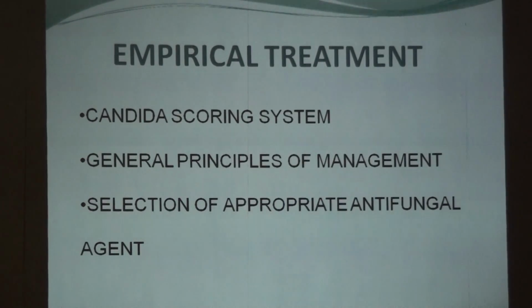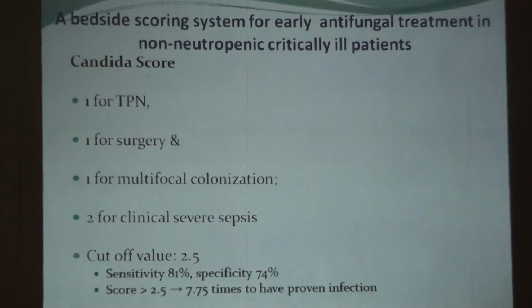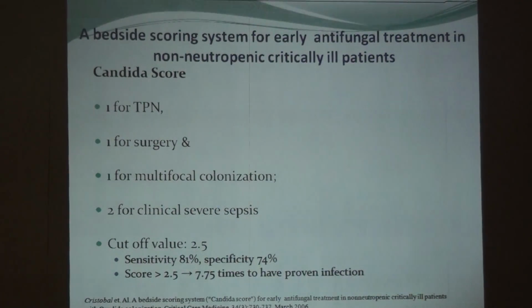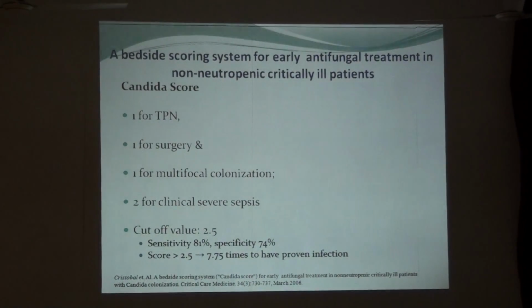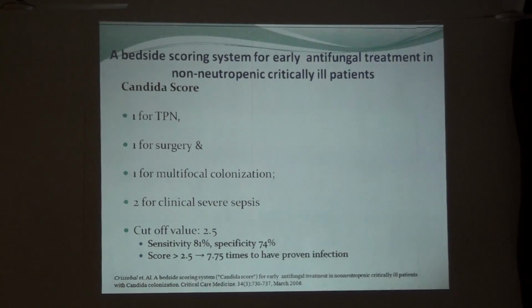And we need to, of course, select the appropriate antifungal agent depending on a number of factors. Now, this is the Candida score, which is very commonly used. I have certain personal reservations about it, but this is one that we have, where you score 1 for total parenteral nutrition, 1 for abdominal surgery, 1 for multifocal colonization, 2 for clinically severe sepsis, and the cutoff value is about 2.5. So if the score is greater than 2.5, then there is about an 8 times chance that he is going to have fungal infections. So on the basis of that, you can start the antifungal therapy empirically.